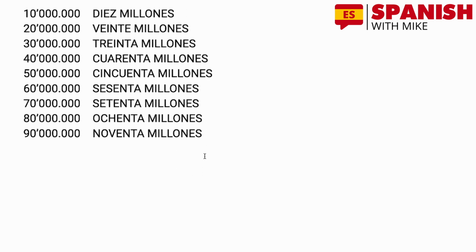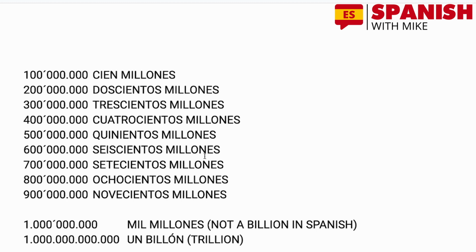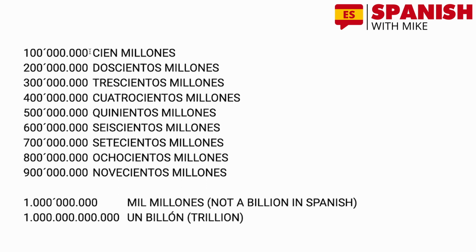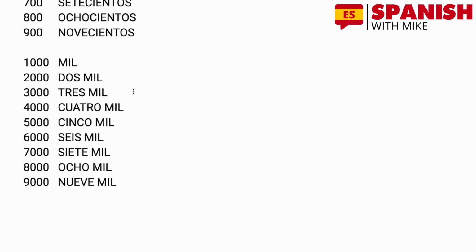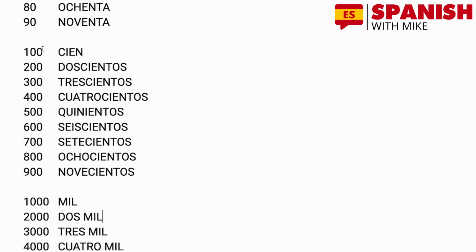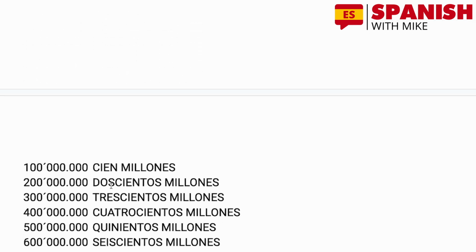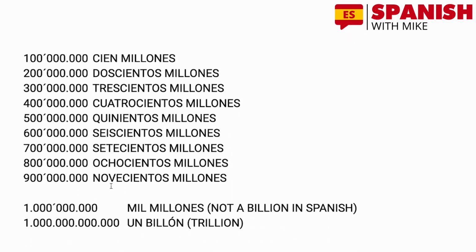So, let's move to the 100 millions. And once again, what we do is we just use the 100 part, 100, 200, 300, exactly the way we learned here, 100, 200, 300, 400, 500, 600, 700, 800, 900, and we just add the word millones for the million. So for 100 million, we have 100 millones.